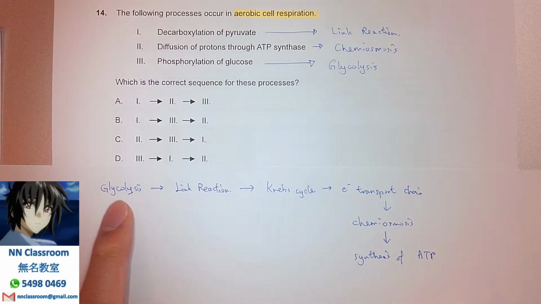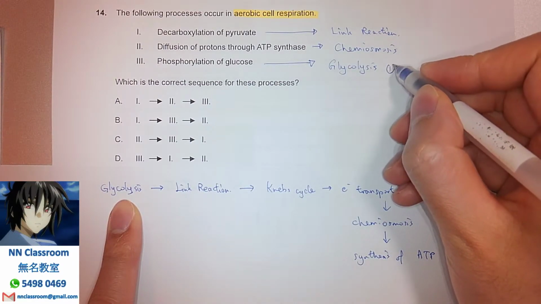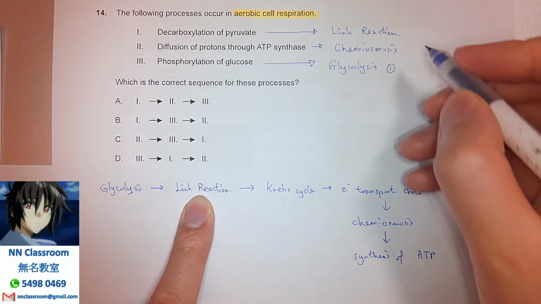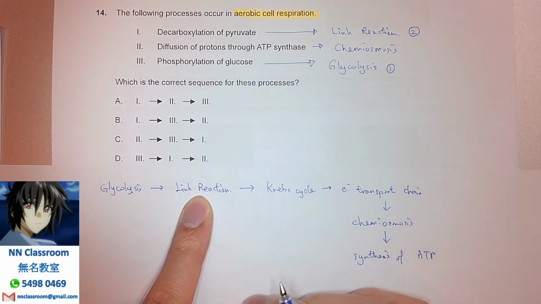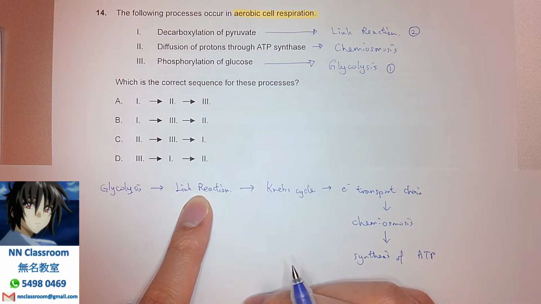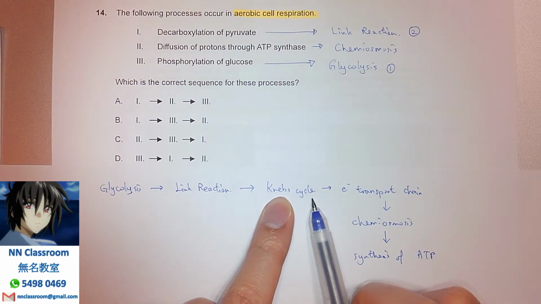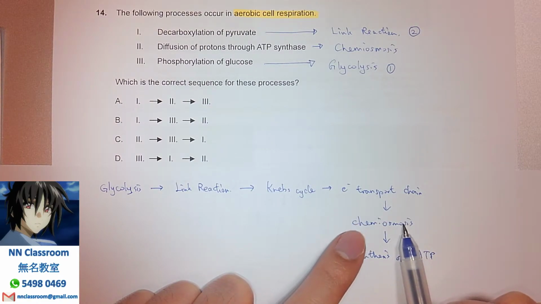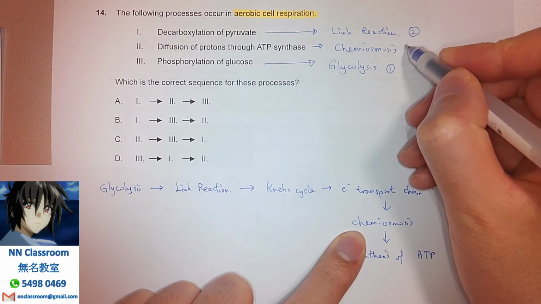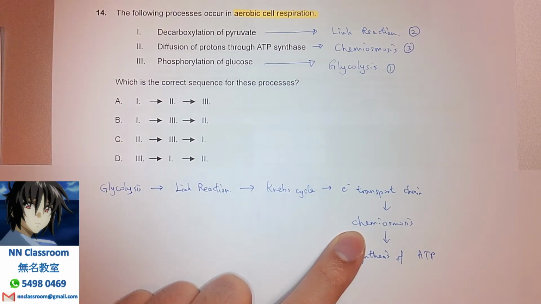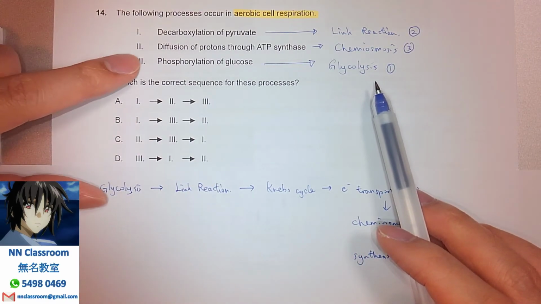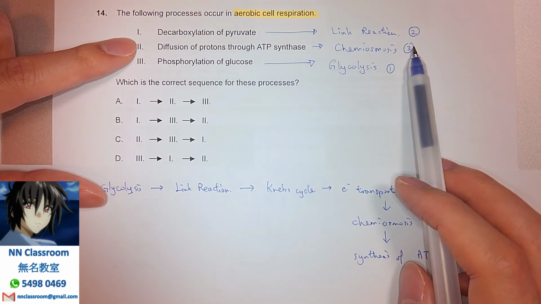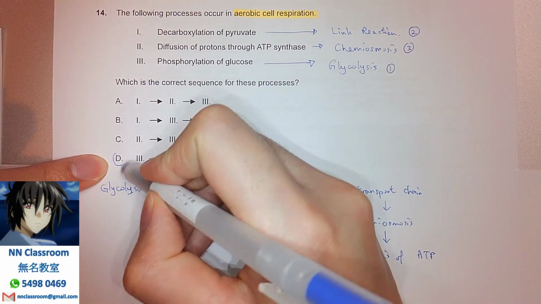So the first process is glycolysis, right? So that's why it is marked with number 3. And the next one is the link reaction, so we have it, right? So that is statement 1. And next we have the Krebs cycle, which is not being shown. Continuing with the electron transport chain, no. And finally chemiosmosis. So that's why chemiosmosis goes last, right? So the correct sequence for this question is 3, 1, and 2. So the answer is D.